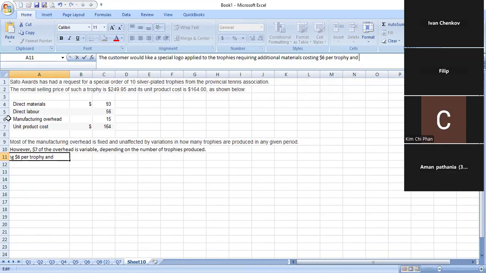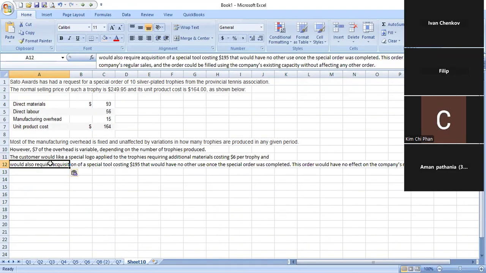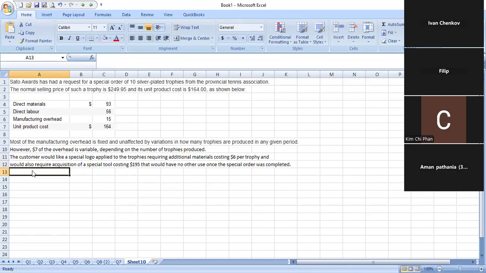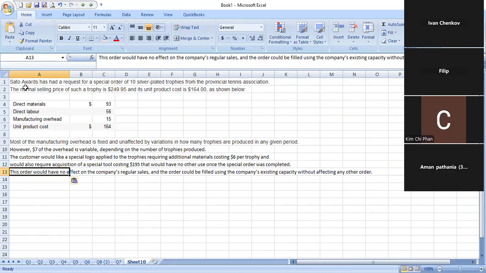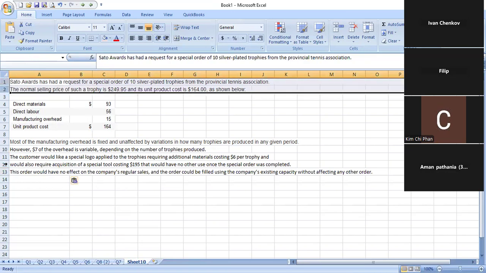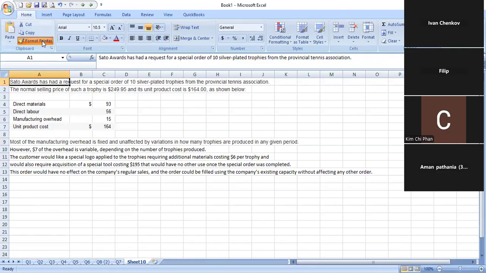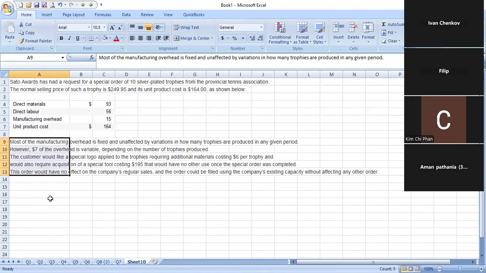It's a kind of long question here, so I'm trying to put it on a few lines so we can see all the information together. Okay, that's pretty much the question. And the last part of the question is what's required.